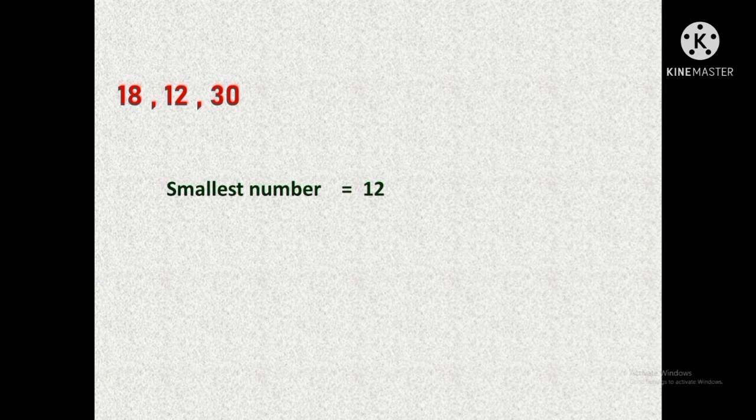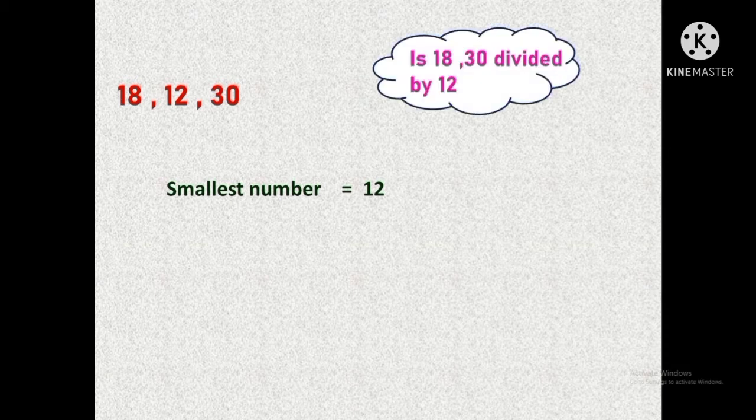So now let us find the HCF for the numbers 18, 12 and 30. For that, the first step is to find the smallest number. The smallest number is 12. Let us take a note of that. Next, we have to find whether the numbers 18 and 30 are divided by 12. So 12 does not divide the numbers 18 and 30, right?